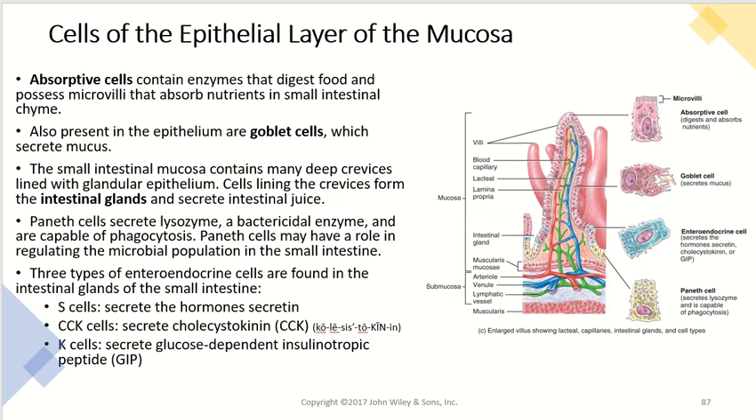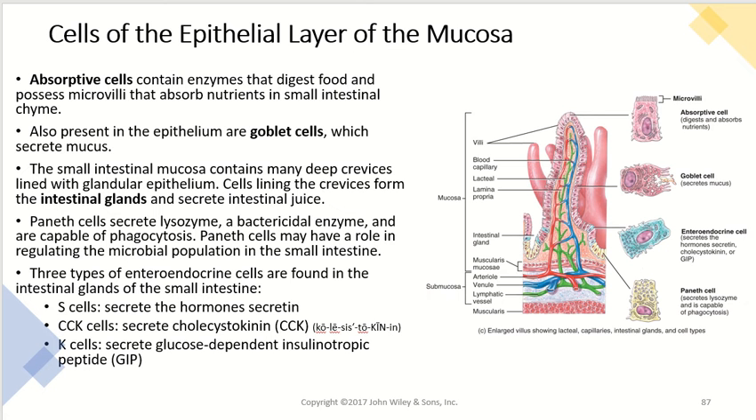There are also going to be goblet cells that are present in the epithelium, and these are going to secrete mucus. The small intestinal mucosa is also going to contain many of these deep crevices that are going to be lined with glandular epithelium. And these cells that line these crevices are going to form the intestinal glands, and they are also going to secrete intestinal juices.